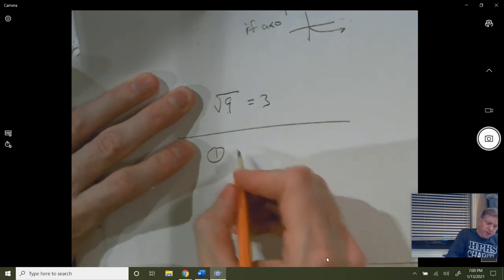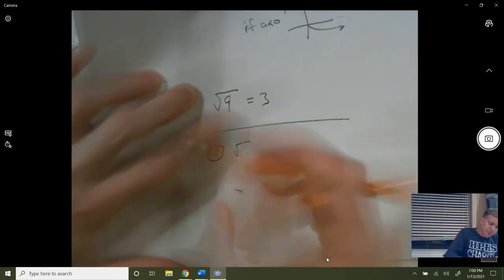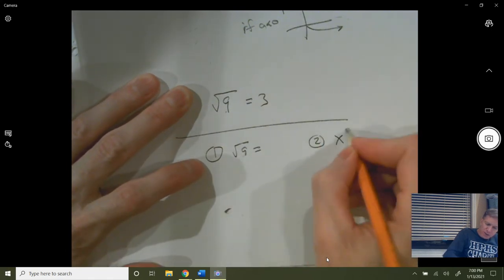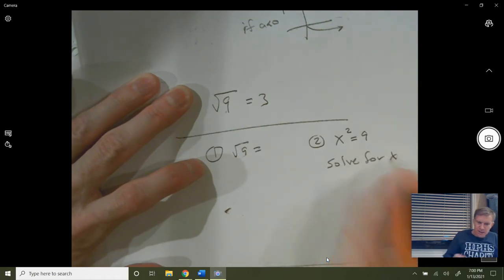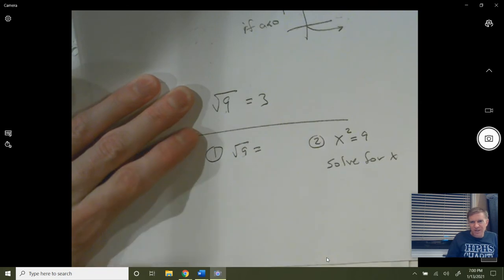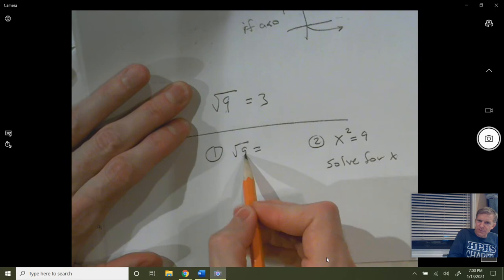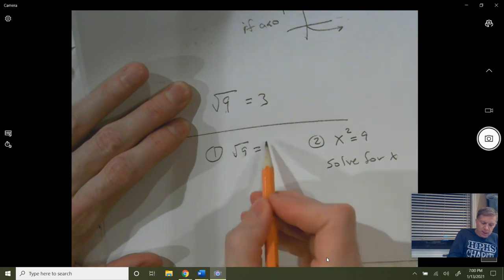If I gave you one question, and I said, tell me what the square root of 9 equals, and I give you a different question, I start with x squared equals 9, solve for x. These are two very different questions. They're not the same question. If I start with a positive 9 and take the square root of it, you can't somehow get a negative number. That's just not mathematically correct. When you take a square root of a positive number, you always get a positive number.